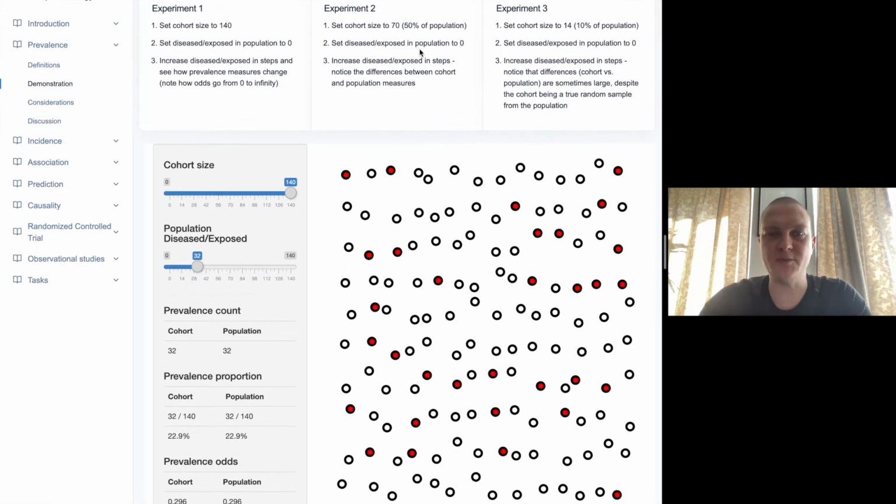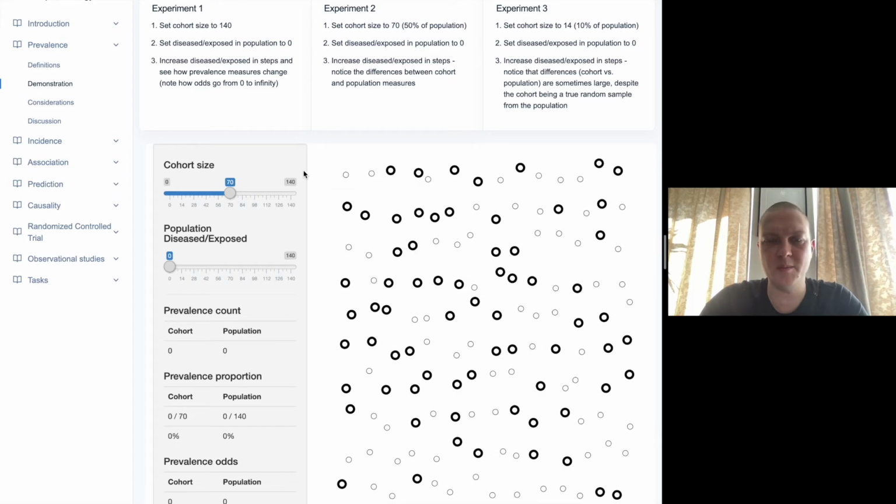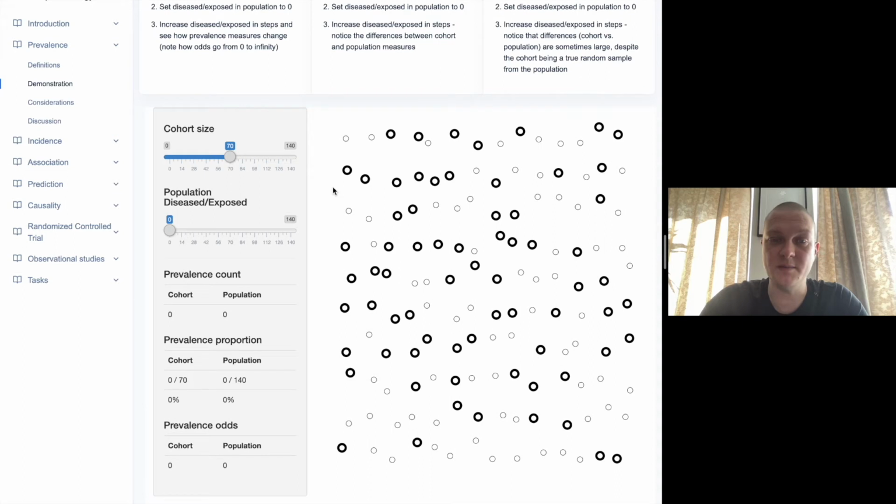Experiment 2. Now we're going to set the cohort size to 70. What does this mean? There are still 140 people in my population that I care about, but I've only included 70 in my study. Well, I say only, but actually including half the population in your study is quite unique. The thicker border circles here represent the people in my cohort.